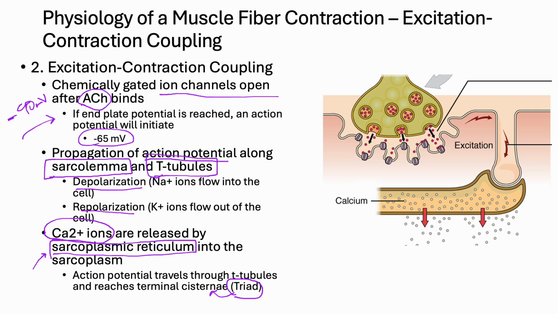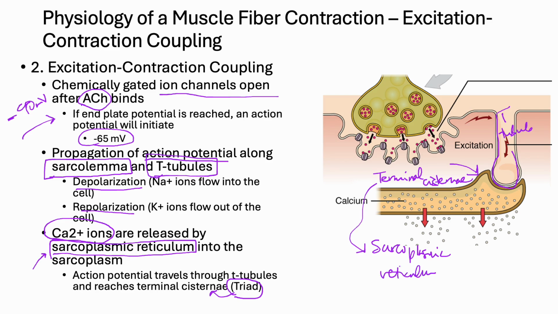Okay, so in this image, this is a T tubule that we see coming down. This would be the terminal cisternae of the sarcoplasmic reticulum.